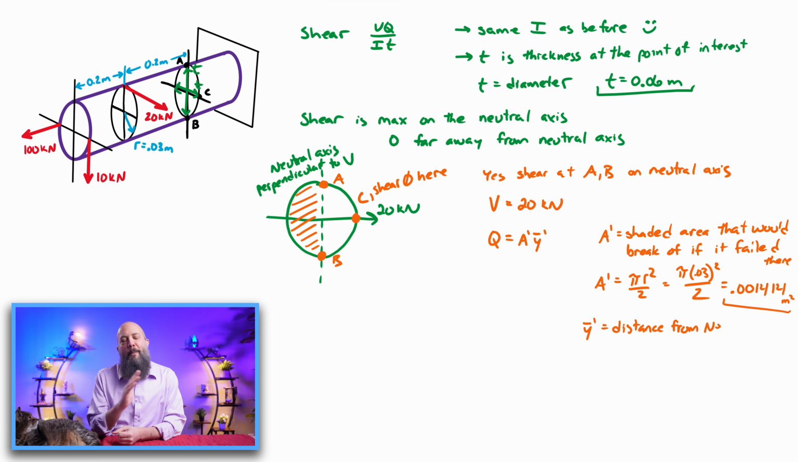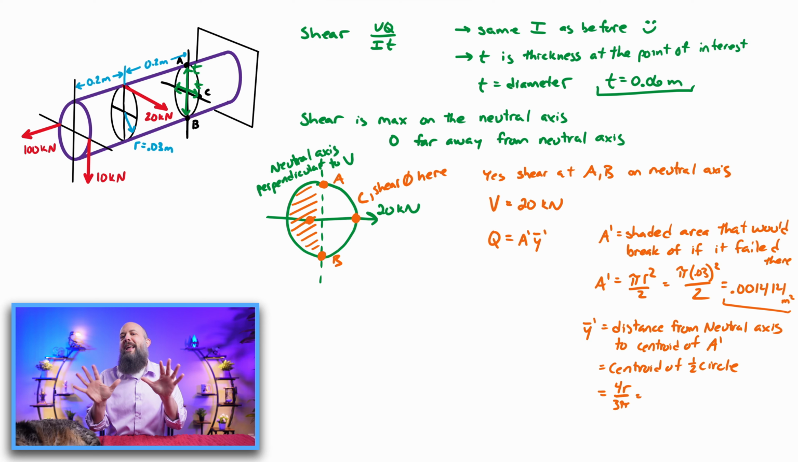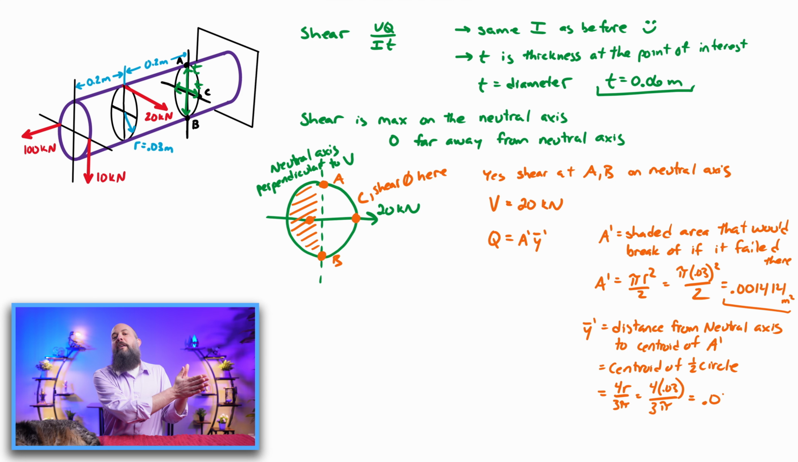Q is the number one thing that more students will mess up during this course than anything else. In the entire Mechanics of Materials course, Q is the overall number one most common mistake. But it's not that much more difficult than everything else. You can get this, right? A prime, Y bar prime. A prime is the area of the section that would get cut off if it failed in shear. So it's the area of the semicircle, so pi r squared over 2.